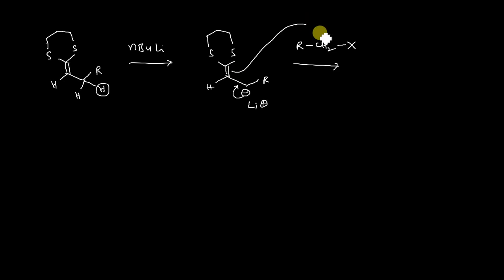attack takes place. See why this charge is going towards this carbon, because if you get this negative charge on this carbon, this negative charge is stabilized by the electronegative atoms which are present at the adjacent positions. So that is the reason this carbon gets a negative charge which is stable and which attacks at this electrophilic center. Okay, now we will get a substituted product.